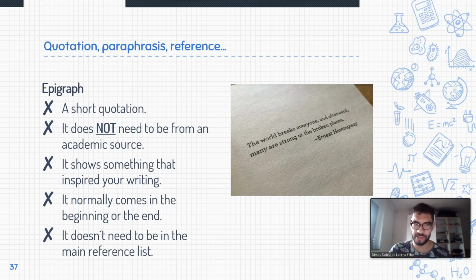Because the purpose of an epigraph is just to show something that inspired your writing. It normally comes at the beginning or the end of the work, and it doesn't need to be in the main reference list as well. So this is something you just put there to say, yeah, this is inspiring. It's like when you write a card to someone, and on the cover of the card you have a famous or motivational line. It's the same thing. So this is really common. For example, I even used the Bible for something like that in Jonas' essay. It was kind of a joke, but I did.